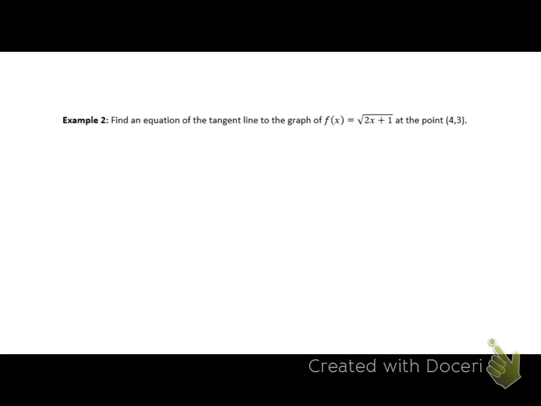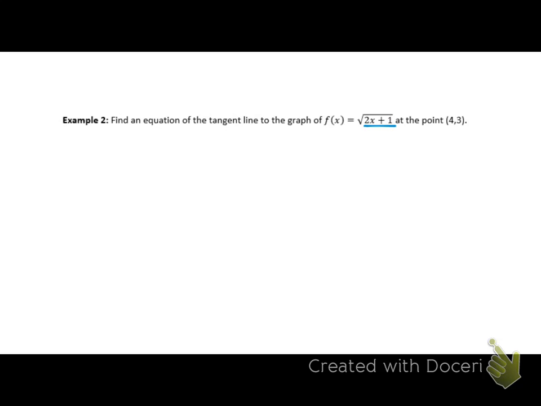This is section 7, chain rule, example 2. So now we're going to use the chain rule again, right? And we're going to find an equation of the tangent line to the graph of f of x equals the square root of 2x plus 1 at the point (4, 3). And we know we're going to use the chain rule because 2x plus 1 is inside that square root. Right there, that's the inside function.